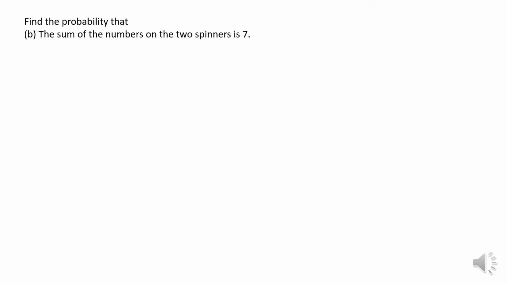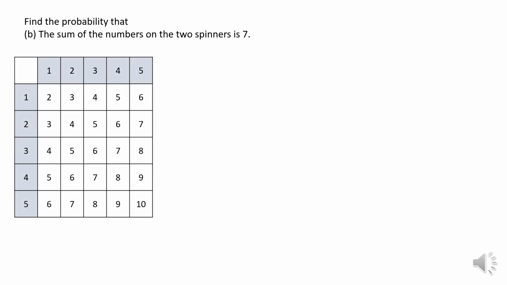The second part says find the probability that the sum of the numbers of the two spinners is 7. So what I did is I brought the table back and I added. We're looking for the sum, once you add 1 plus 1, whatever the sum is, you get 7. So after adding, you realize you get 1, 2, 3, 4 out of the possible 25. And that is the probability.